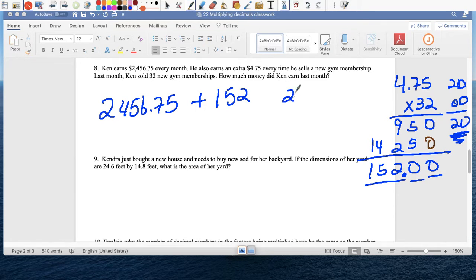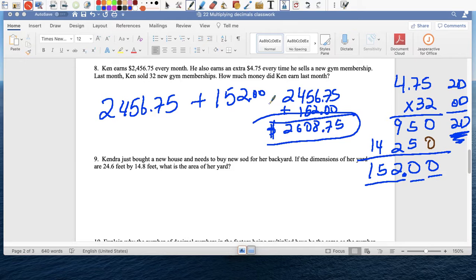So let's add them up. 2456.75. Remember, this is 0.00, so we line up their decimals. So how much is he taking home? He's taking a little bit more this month. $2,608.75.